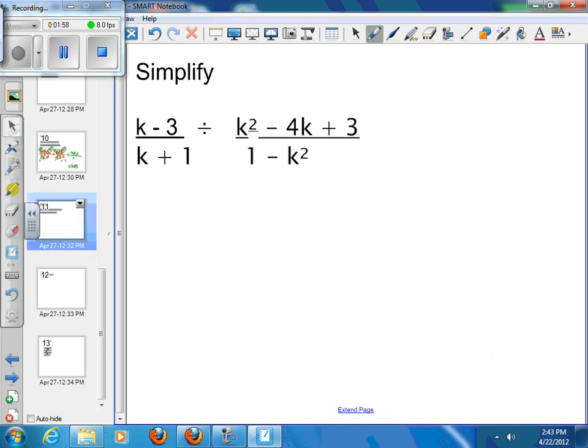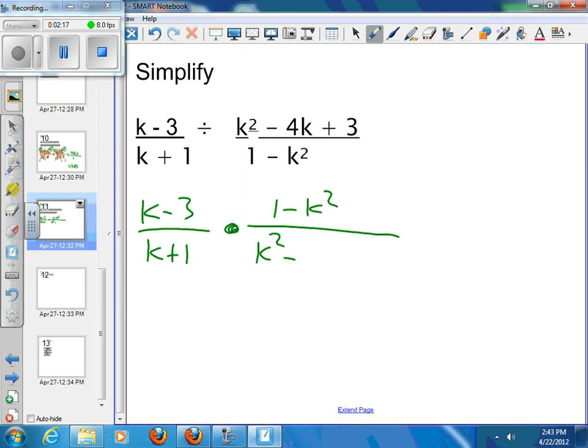Okay, so this is the next example. This is going to be 6a. I'm going to be dividing. So again, I rewrite my first term, so my k minus 3 over k plus 1. Change the division to multiplication. Put the 1 minus k squared on top, and the k squared minus 4k plus 3 on the bottom. Then I want to factor the top. The k minus 3 is k minus 3, so I'm good.